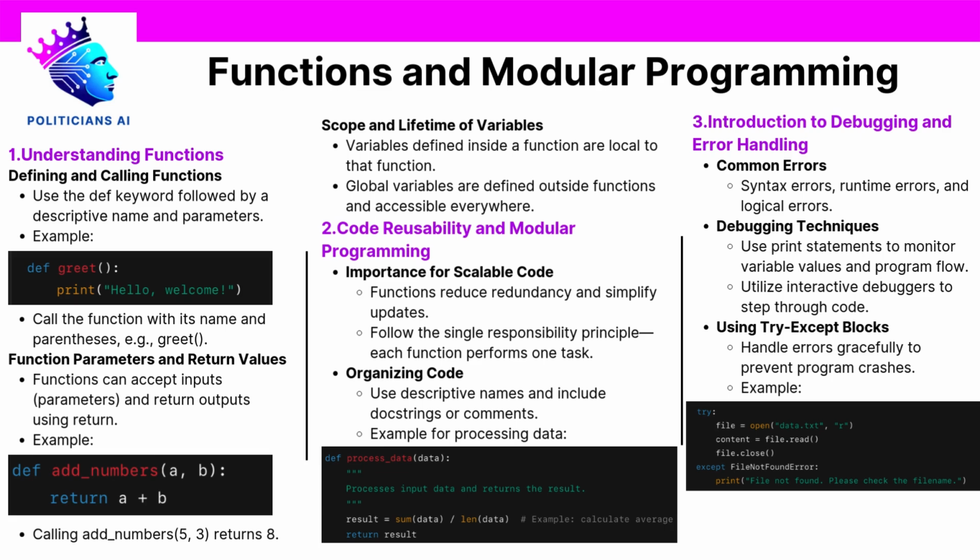A good way to start debugging is to use print statements. Print out the values of your variables at different steps in your code. This can help you see where something unexpected happens.